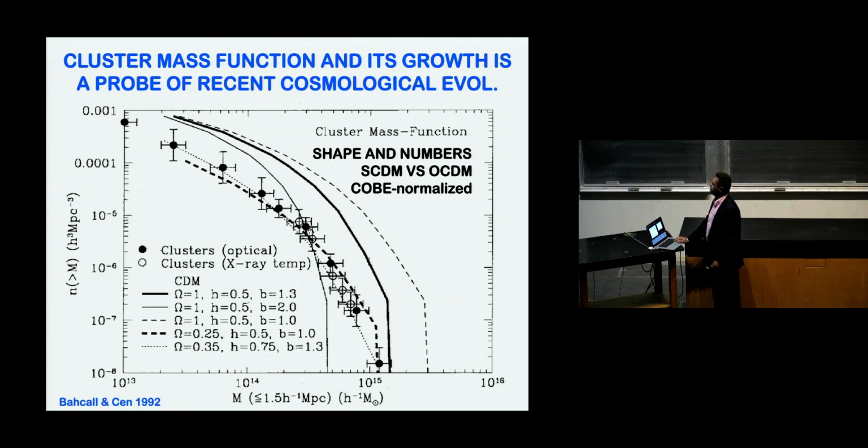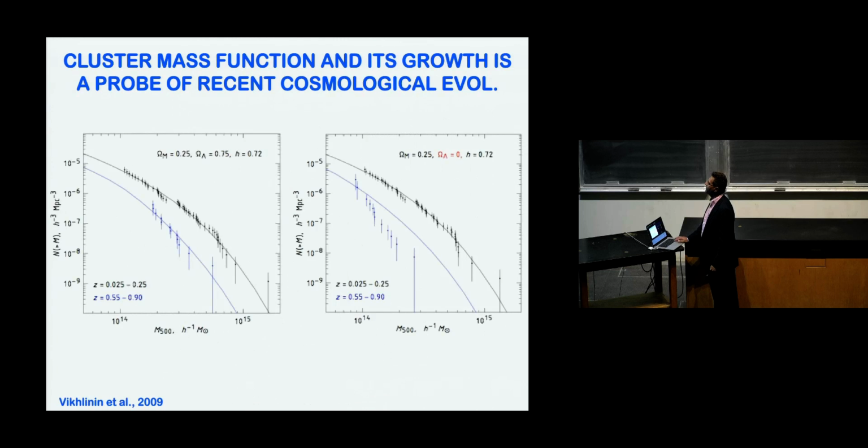Now, I'm going to skip over this. It's a plot that essentially illustrates the argument that I made before. It's just showing two different models, again, the standard CDM and an open universe. Again, showing that the shape and the evolution can make a difference.